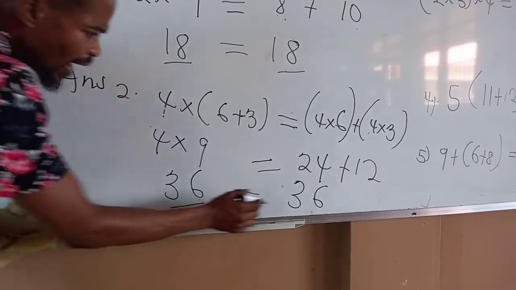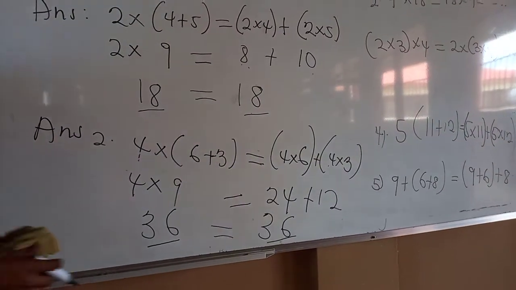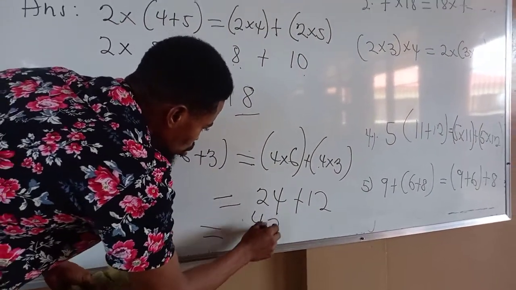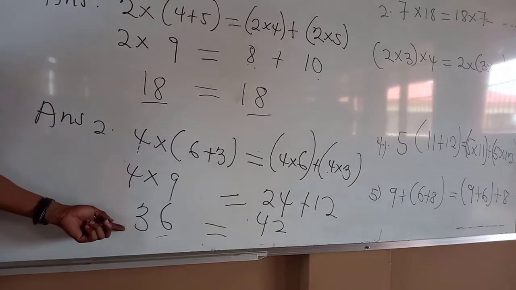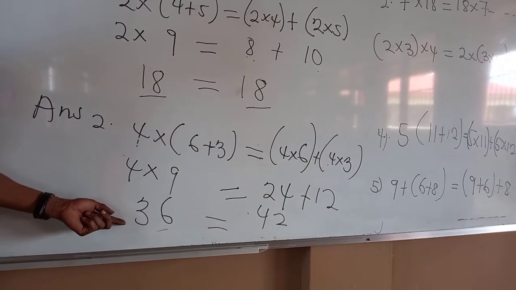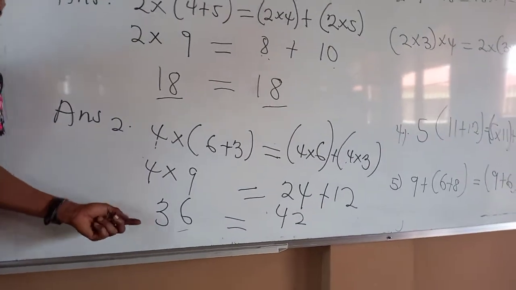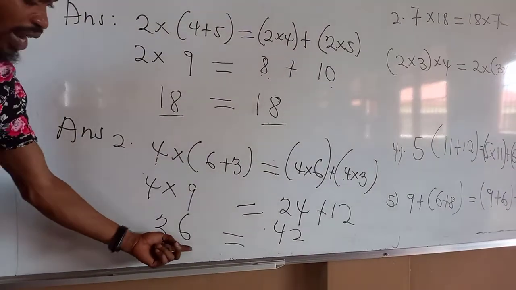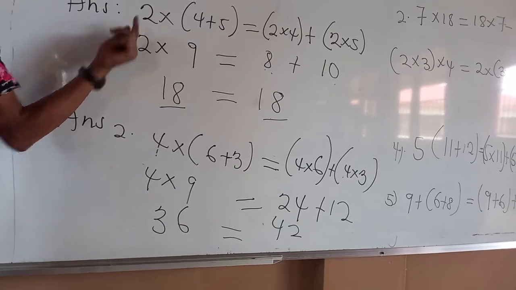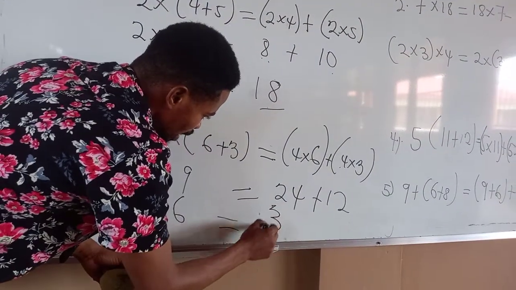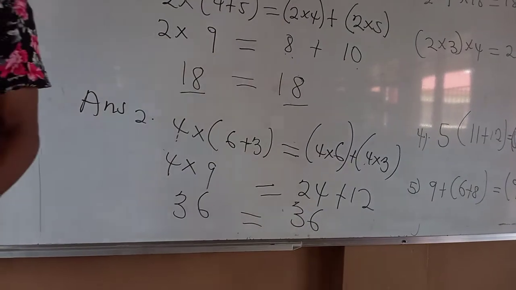I have 36 here and at the same time 36 here, which means that my answers are what? Correct. If I get 42 here and I get 36 here, it means that my method is wrong and the answer is wrong. My method is wrong and the answer is also wrong. So in this case, anytime you are calculating this and you have different answers, you have to go back to check the method you used in the first place. So we have 36 here and 36 here, which means that multiplication is distributive over addition.